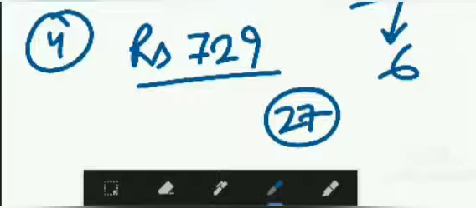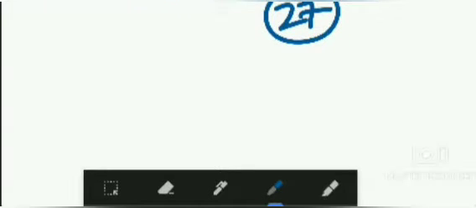And the remaining sums you don't need to do. For annual, just do up to question number 4 and then come to question number 10.